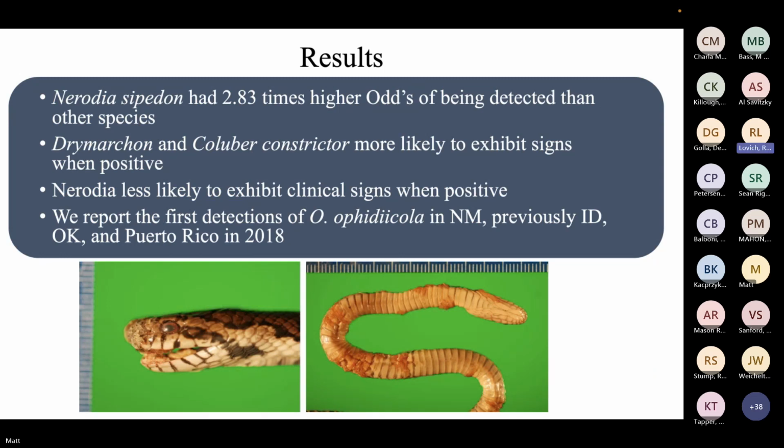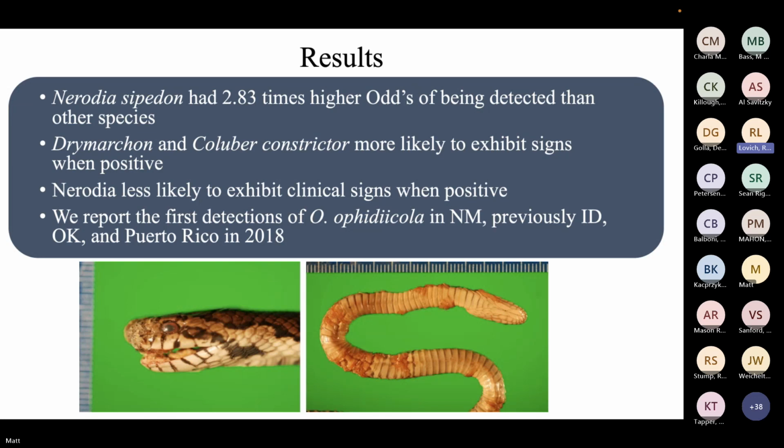Nerodia had almost 3 times greater odds of being detected with snake fungal disease than other species. Interesting. It's aquatic, spends a lot of its time in and around water. Maybe life history, habitat use, having something to do with it there. And then dry marshon and colubra constrictor were more likely to exhibit signs externally if they were positive. Nerodia, again, were less likely to exhibit signs when positive, even though they had 3 times greater odds of being detected with snake fungal disease.